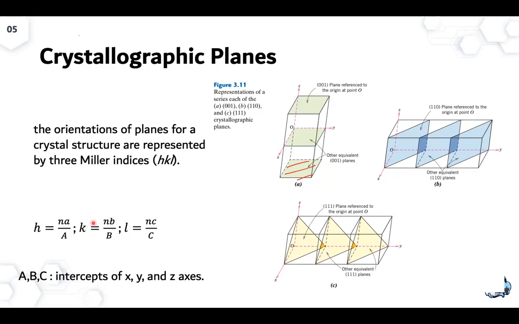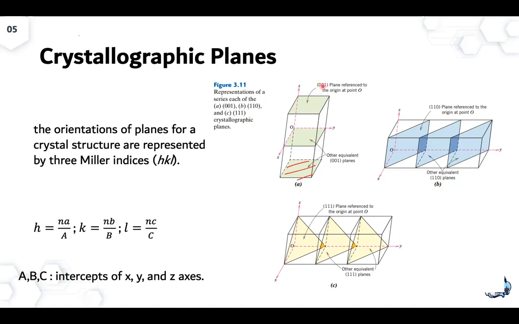Okay, and K is actually an integer multiplied with B divided by the intercept of the y-axis, and L is also the integer multiplied with C divided by C, where C is the intercept of the z-axis. Okay, so in figure 3.11, it shows you the representation of a series.